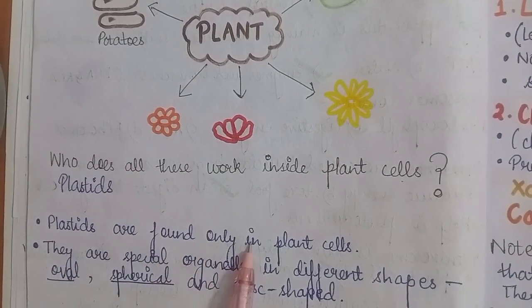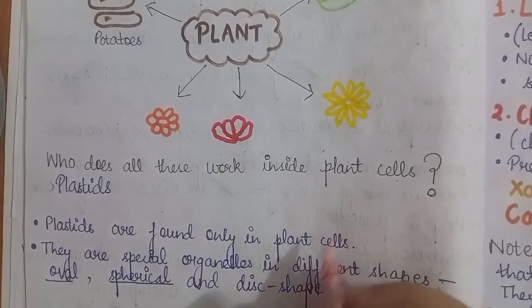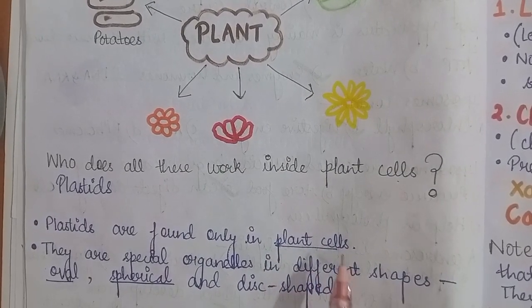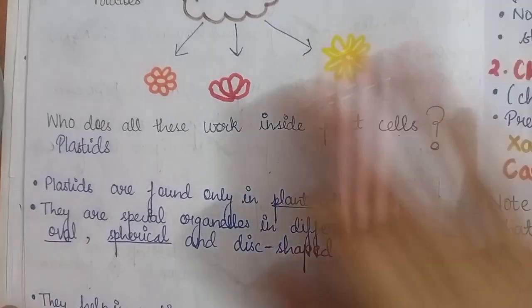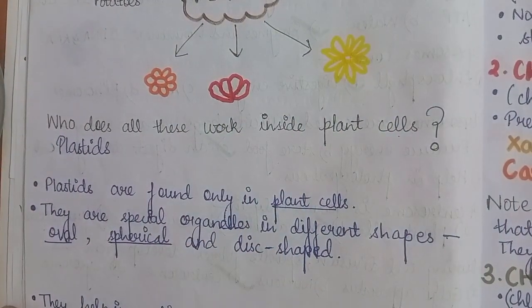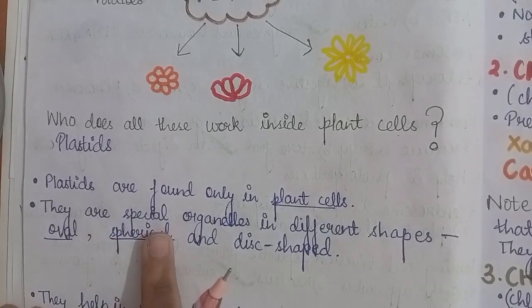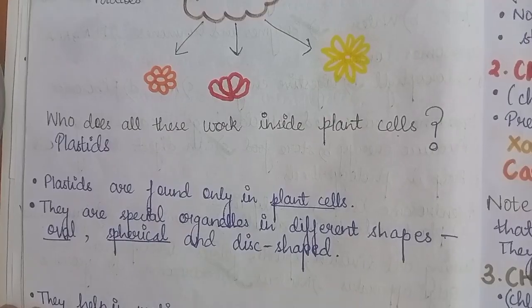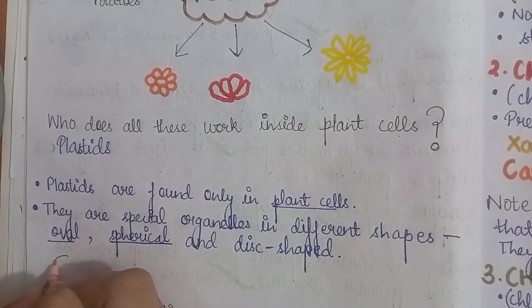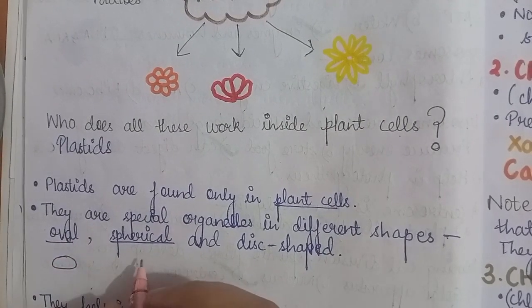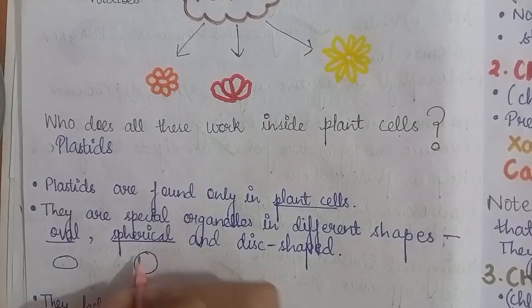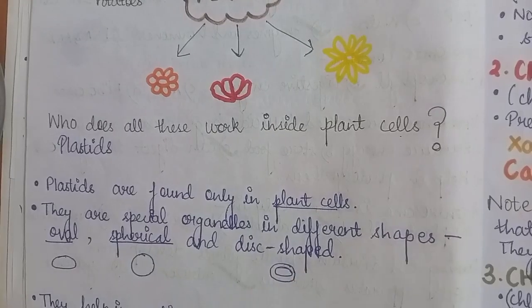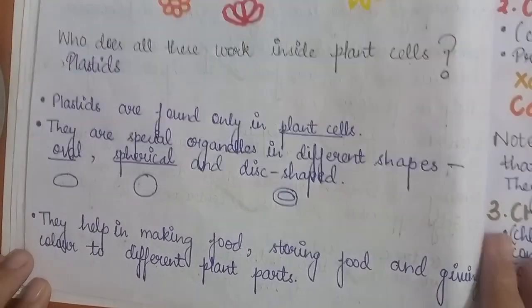Plastids are found only in plant cells. Just remember this point. They are found only in plant cells, meaning they are absent in animal cells. We don't see such different kinds of things in animals, we see them only in case of plants. They are special organelles in different shapes. They may be oval, spherical, round, or they may be disc shaped. I hope it is clear now.